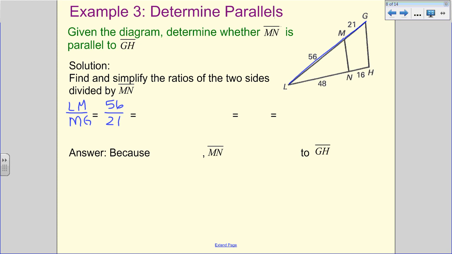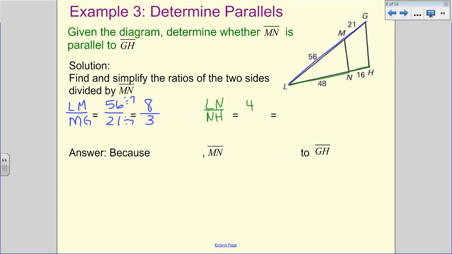56 over 21, I see that those are both divisible by 7. So we divide each of them by 7. We get 8/3, and nothing divides into 8/3, so that's our simplified ratio. If we take a look at the next side, we have LN, and we're going to compare that to NH. So we're going to write a ratio with that.